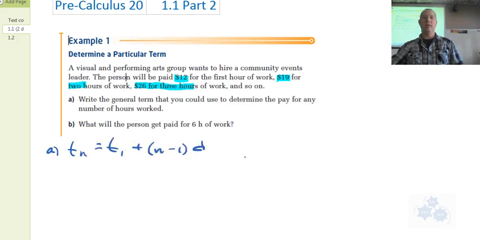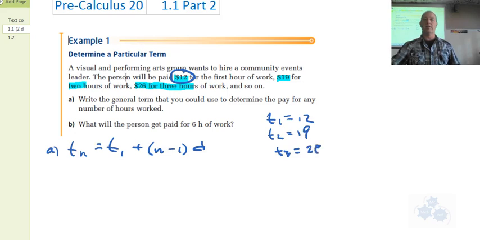I wonder if we could use this formula. Well, we're given the first hour of work. That's T of 1. So T of 1 is 12. Can we find out the common difference here? Because we're given T of 2 and we're given T of 3. Right? So what's the common difference here? Plus 7, plus 7. So D is 7. $7. Let's write 7.